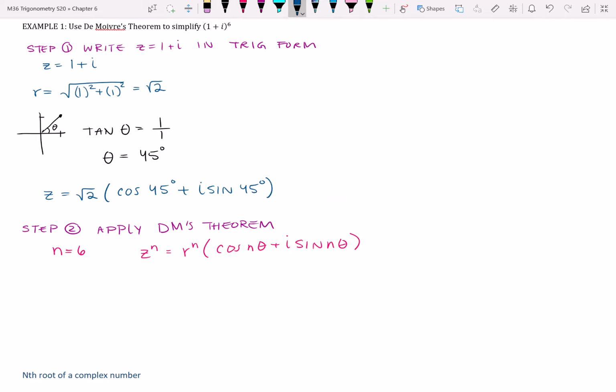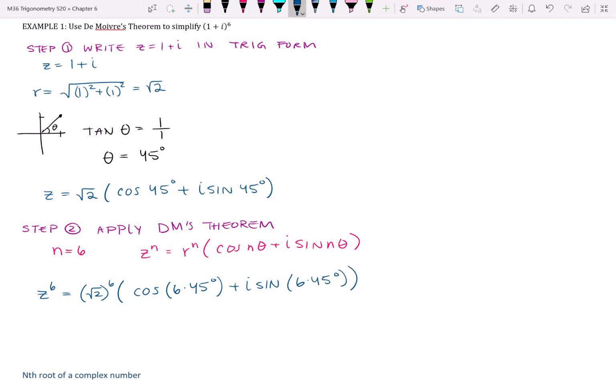So let's plug everything in. We have z to the 6th power equal to, and we know what r is. r is the square root of 2, so we have the square root of 2 to the 6th power. And then we have cosine of 6 times 45 degrees, plus i sine of 6, that's my n, times 45 degrees, my theta.